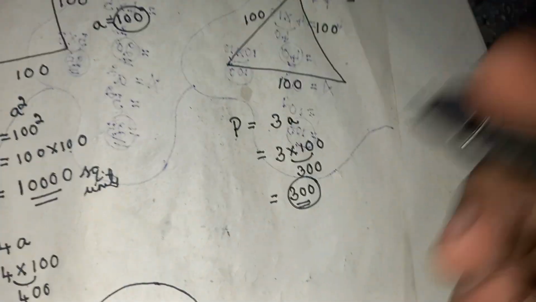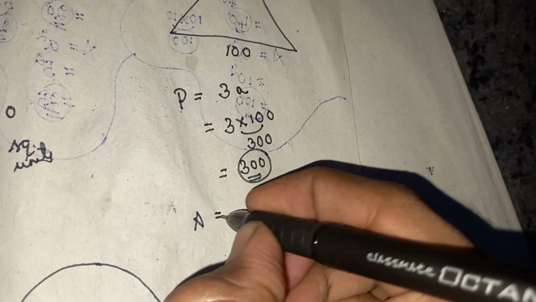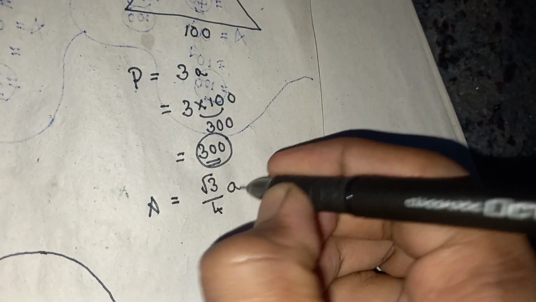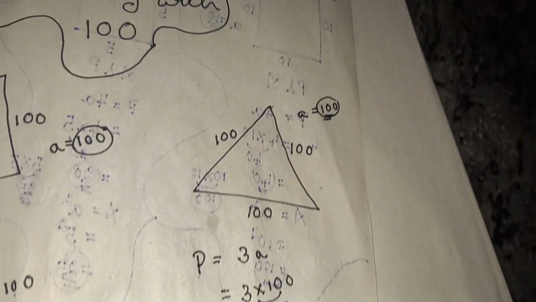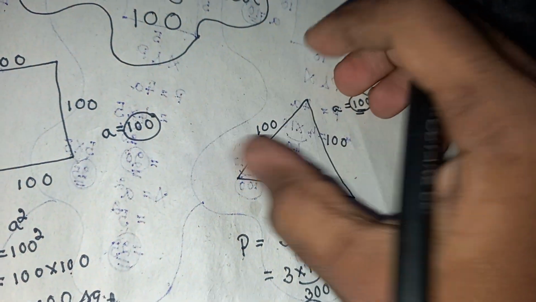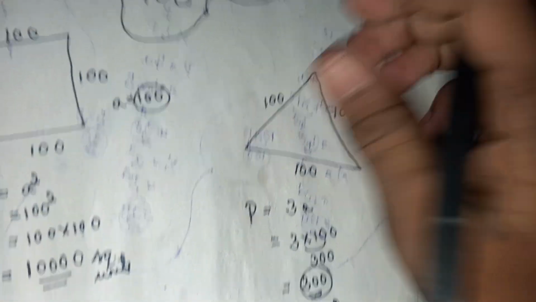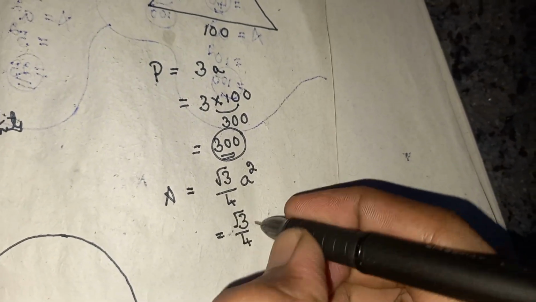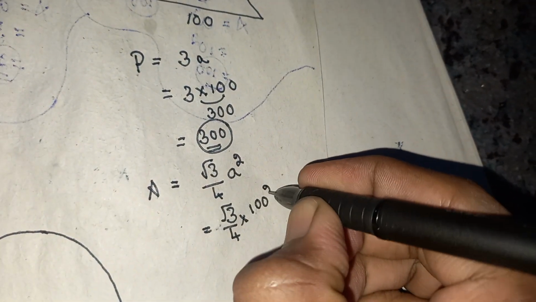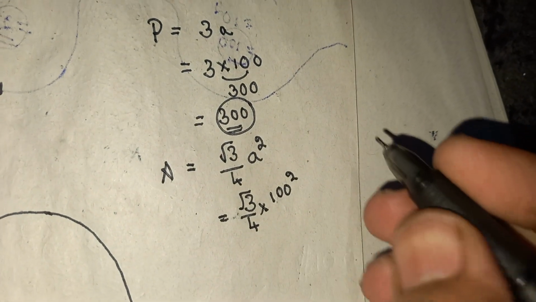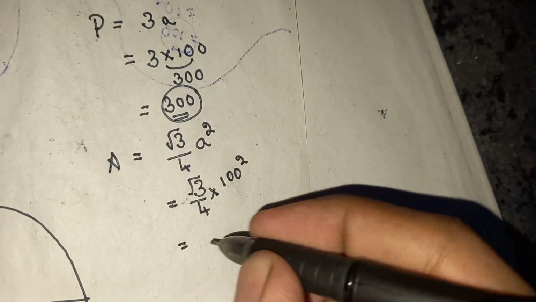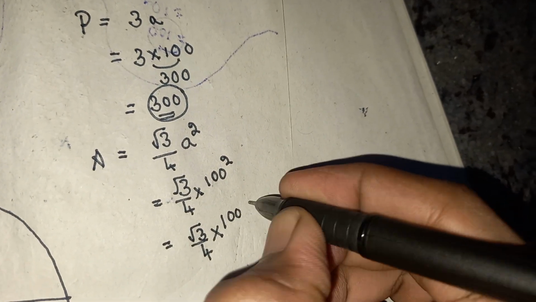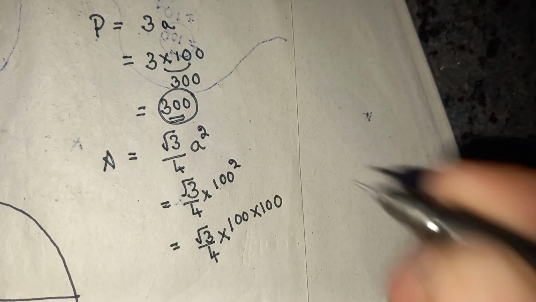Let's find out the area. Area equals root 3 by 4 a squared. Here the area means the complete area. Here you can write a squared as 100 squared. 100 squared means 100 times 100. You can write it as root 3 by 4 times 100 times 100.